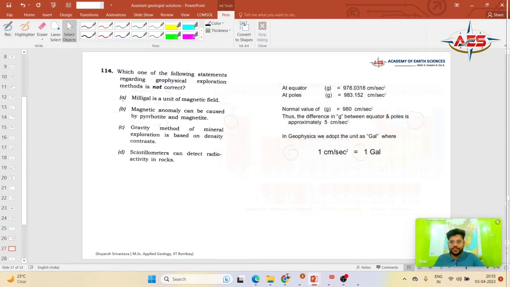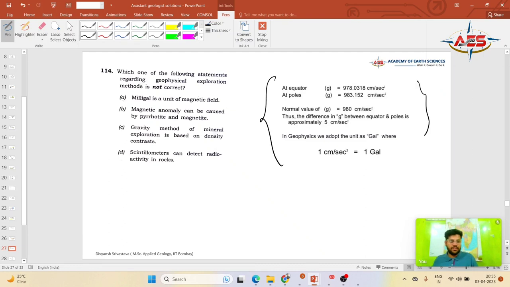A very direct question. 114. Which of the following statements regarding geophysical exploration method is not correct? Let's see which one is not correct, going through all four statements. Milligal is the unit of magnetic field? Okay, I will tell you, milligal is the unit of gravity.